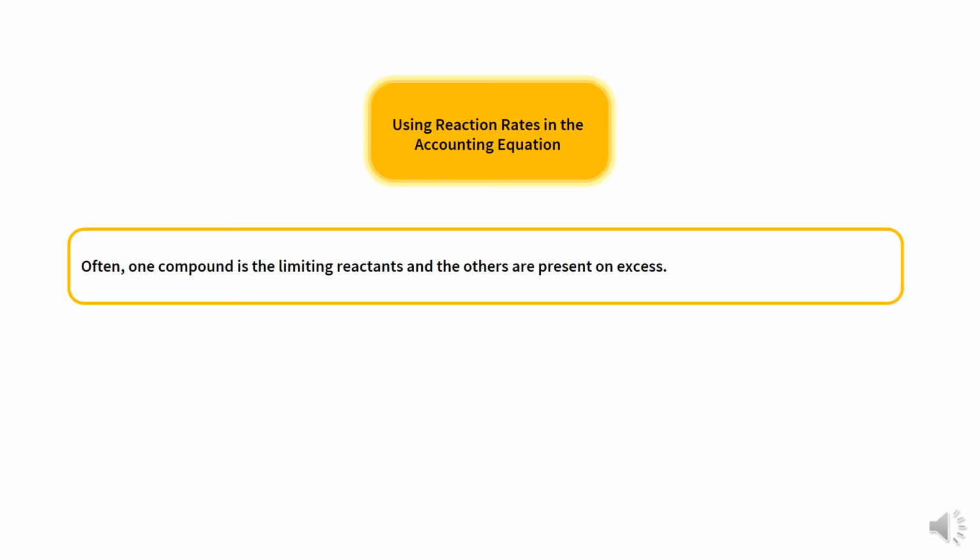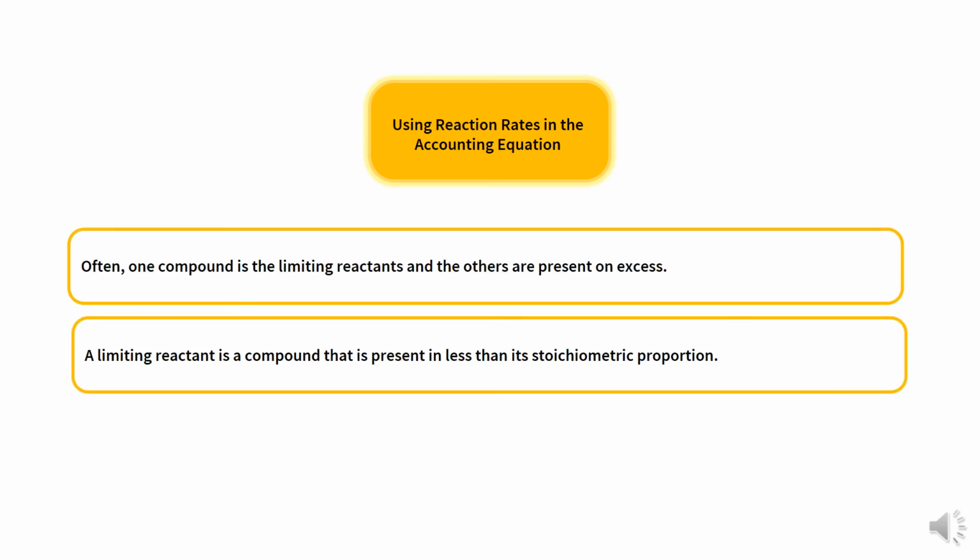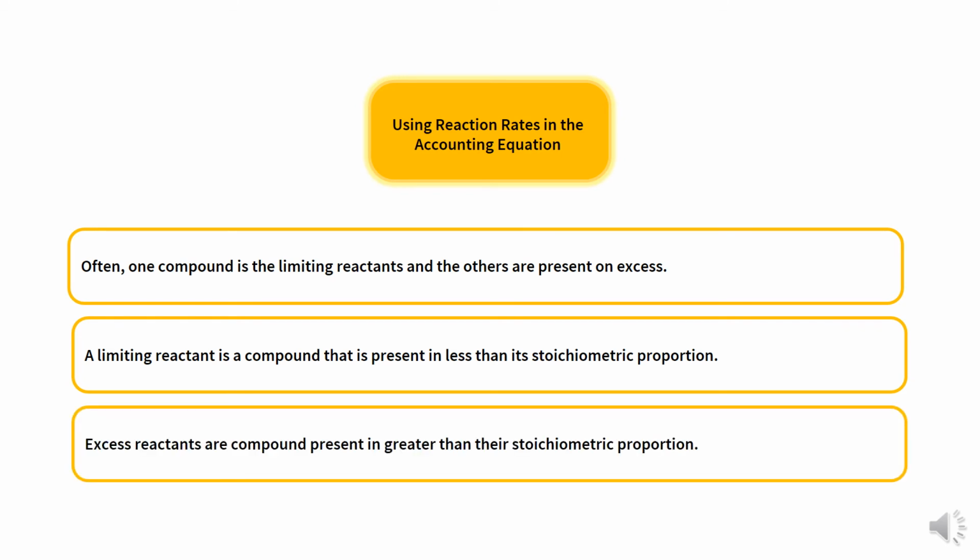A limiting reactant is a compound that is present in less than its stoichiometric proportion. Excess reactants are compounds present in greater than their stoichiometric proportion.